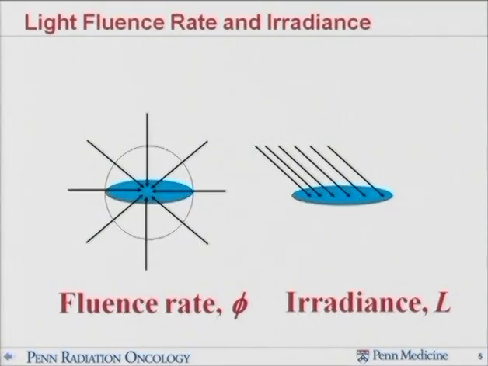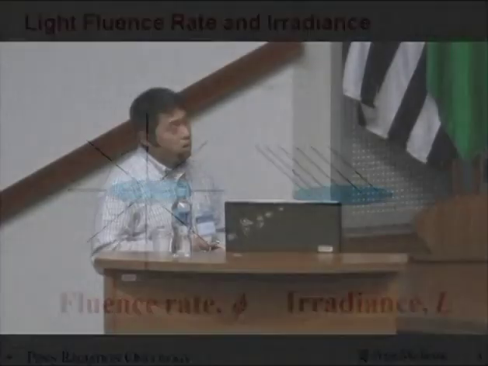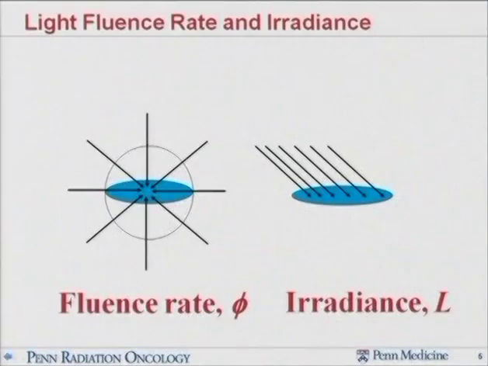So compare light fluence rate and the irradiance. Really, the only difference is that one has directional components taken into account. So if one is shooting into an area at an angle theta, then the irradiance will be a cosine theta smaller than the corresponding fluence rate, because fluence rate doesn't take into account angular dependence.